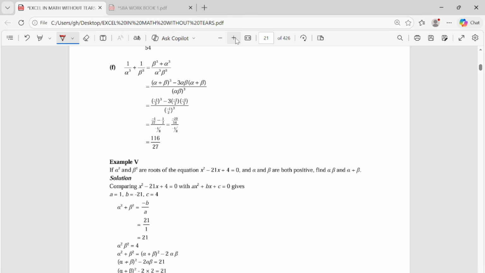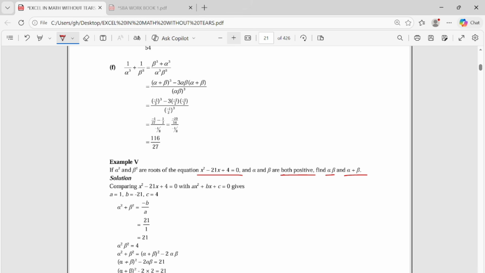So we have this example. Let us try to read it together. If alpha squared and beta squared are the roots of the equation x squared minus 21x plus 4 is equal to 0, and alpha and beta are both positive integers, find alpha beta and alpha plus beta.